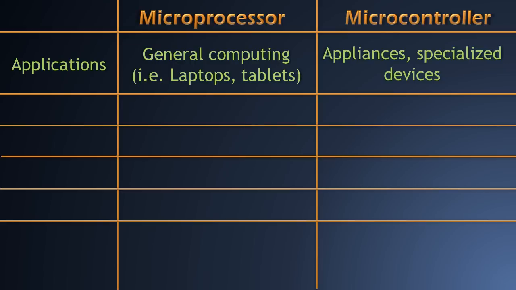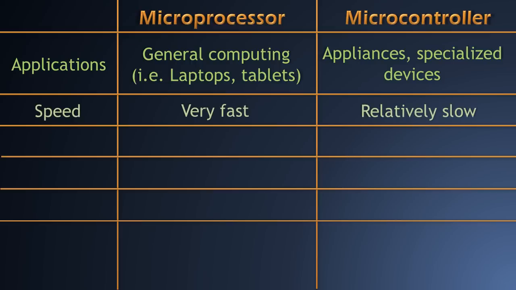A microcontroller, on the other hand, does one thing. It's not as versatile. So that's why you see them in appliances and in specialized devices. Like, as I mentioned before, maybe in a microwave. How many things can you do on a microwave? Can you play a game on your microwave? No. Can you write a letter on your microwave? No, right? So that's where you'd use a microcontroller, where it's just constantly doing one thing.